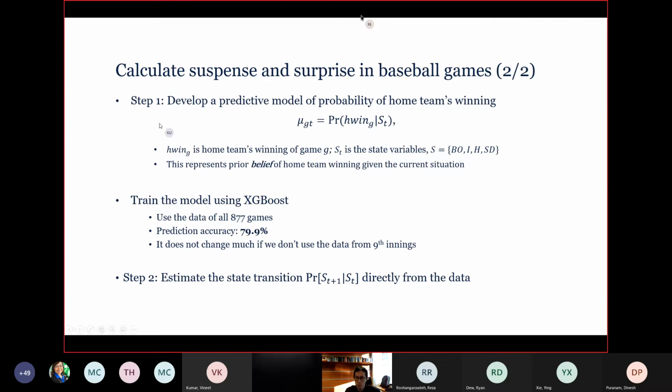Yeah, so that's step one. So far, our model includes those state variables that have been used in the Moneyball literature. And then step two, we can also estimate the state transition probabilities from S_t to S_t plus 1 directly from that data set.